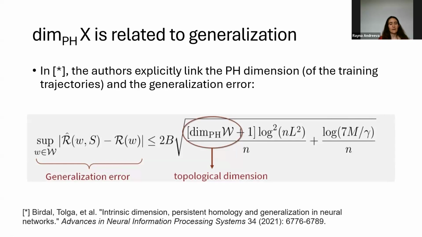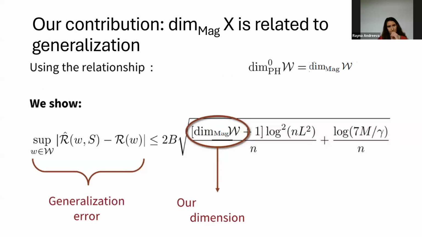Work by Birdal et al. has demonstrated that there is in fact a link between the persistent homology dimension and the generalization error. This is an intimidating looking equation, and you don't need to know what the rest of the terms are. We are only going to be focusing on the topological dimension. And what this tells us is that the smaller this topological dimension, the better the generalization error should be.